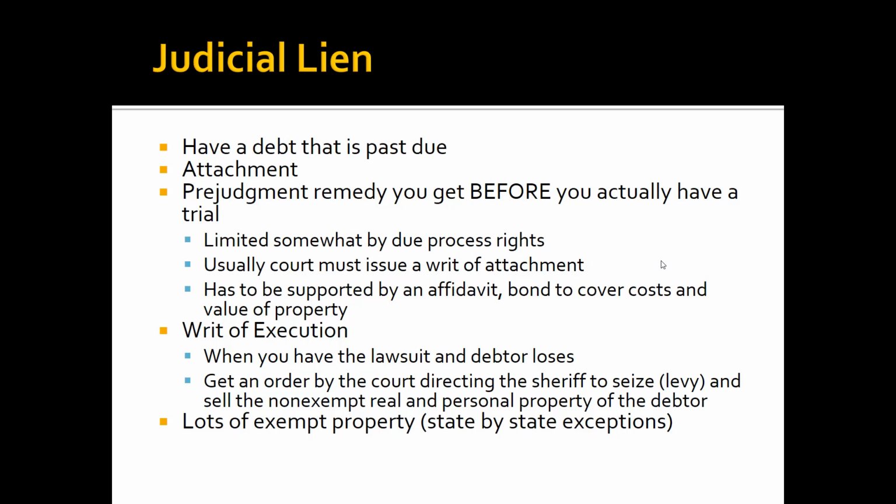So in a judicial lien, you can get these before you go to court, but they're pretty rare. Most of the time they exist after you have a lawsuit and somebody loses and somebody owes money. There are very rarely prejudgment remedies, but the most common one will work like this. Abel sues Baker, and Abel wins. So Abel wins $1,000. So Baker owes Abel $1,000.